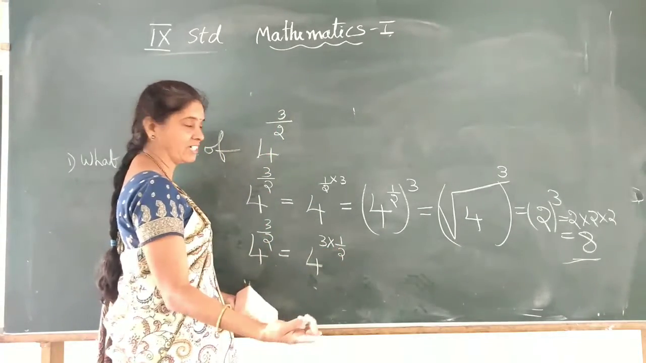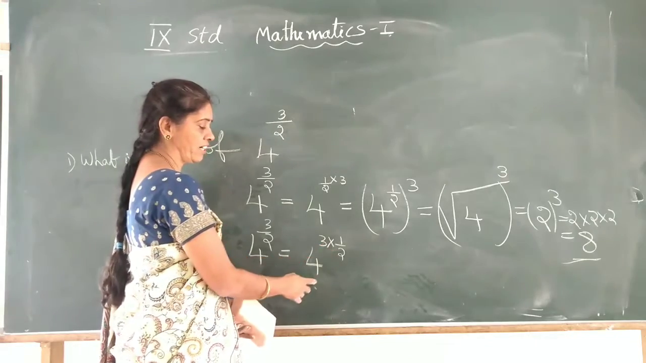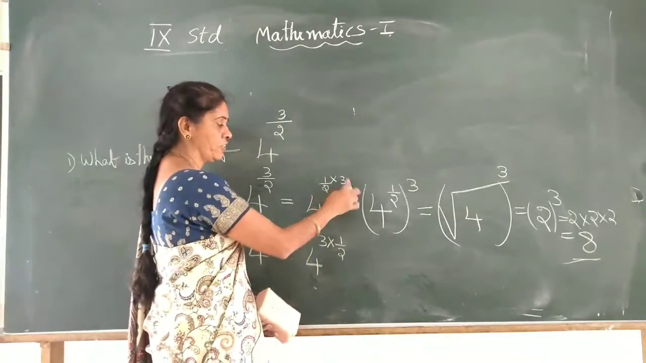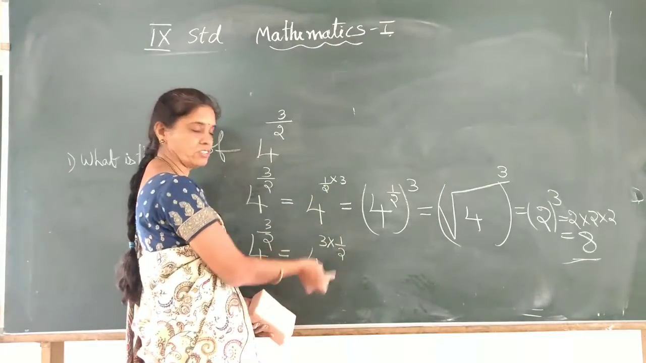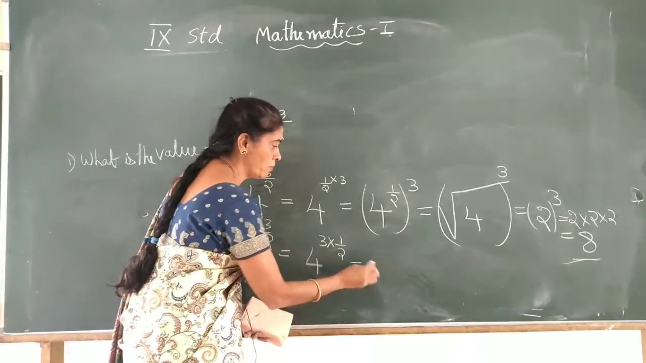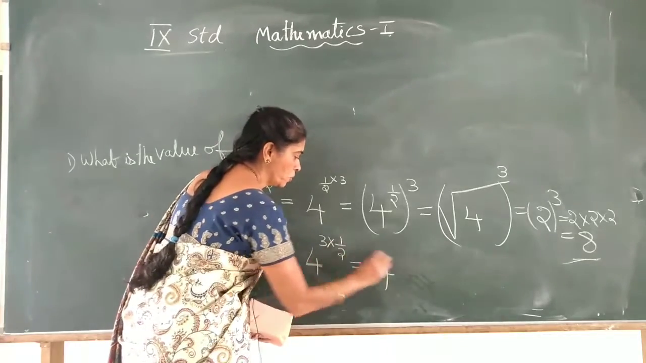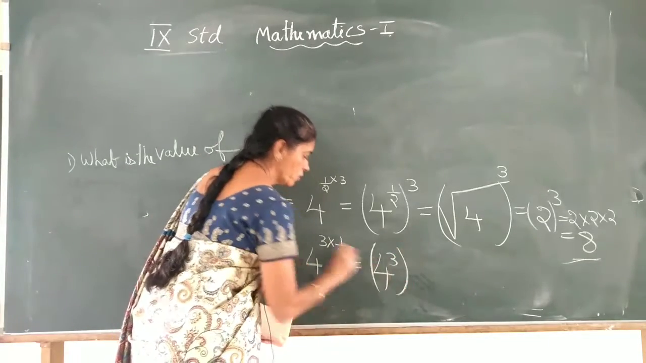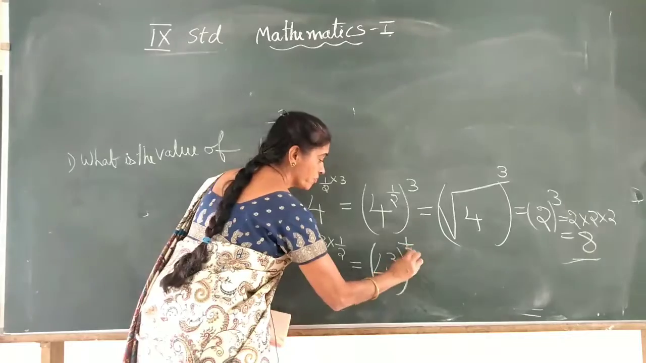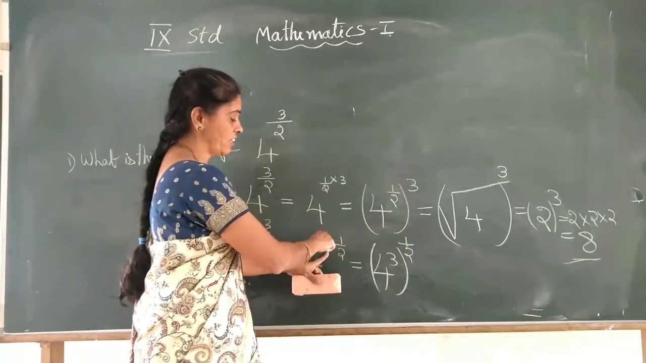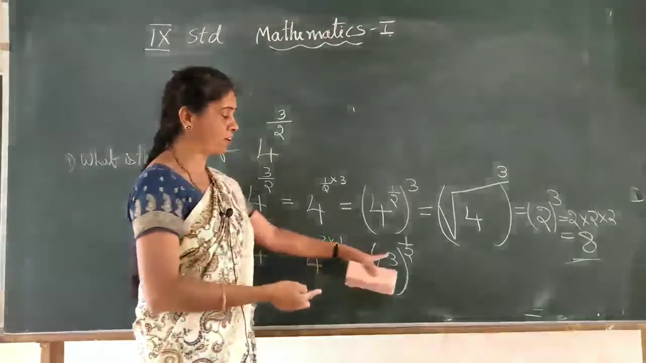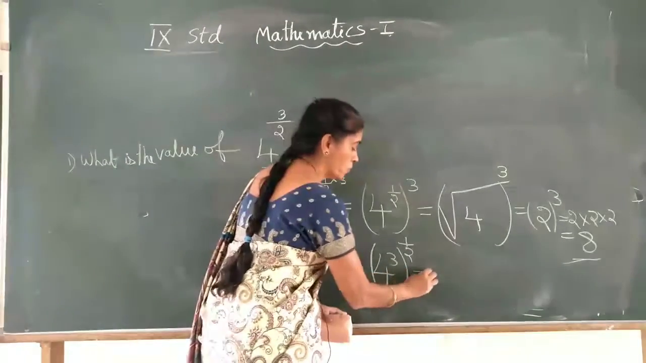This is also correct. Like this I will write. Instead of half into 3, 3 into half I will write. A into B is the same as B into A. It is one and the same. So now it becomes 4 cube to the power of half. You know the laws of indices: a to the power of m to the power of n is a to the power of m into n. Right? In that form I wrote 4 cube.